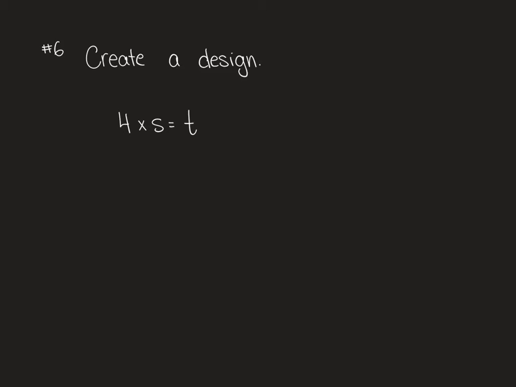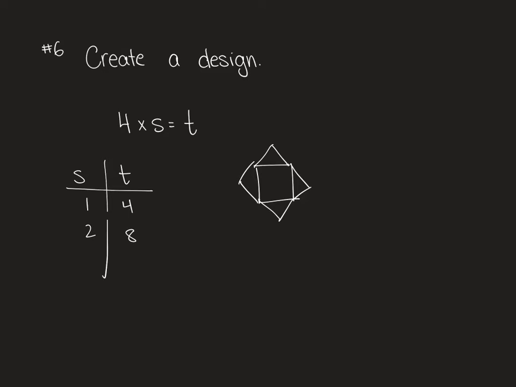Number 6 is going to ask you to create a design using squares and triangles for the corresponding formula. So for example, if they gave you 4 times squares equals triangles, then you would know that for every 1 square you have 4 triangles. For 2 squares you have 8. So you would just need to come up with some sort of design that has 1 square and 4 triangles, and they could face any direction you like. They don't even have to all be symmetrical.